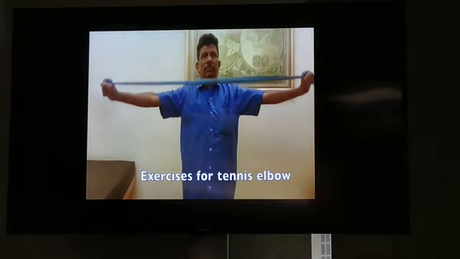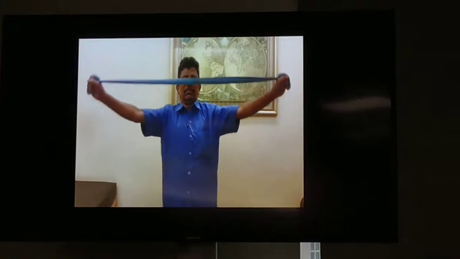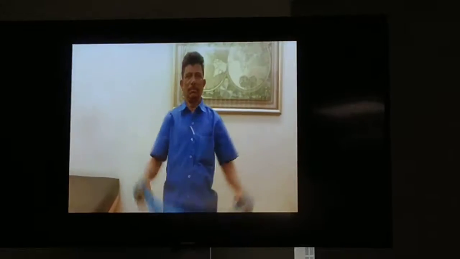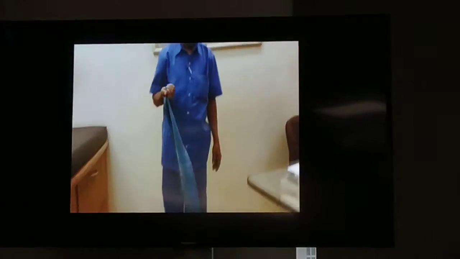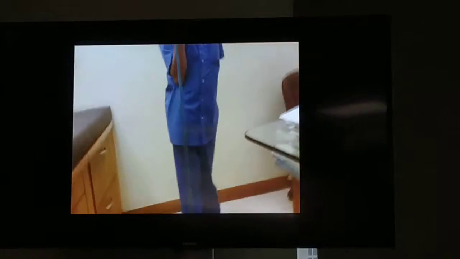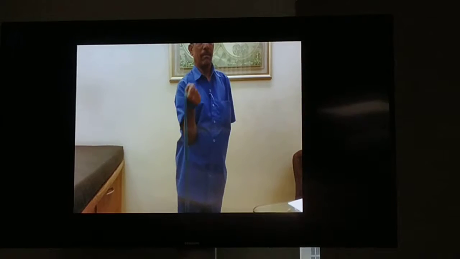Exercises for tennis elbow, just stretch the TheraBand for extensor carpi radialis brevis strengthening. So this is how he can do with the elbow and hand straight. Then he will put it in the foot, and with the wrist lock he will do the biceps. So extensor carpi radialis is tight, it is not overstretched.